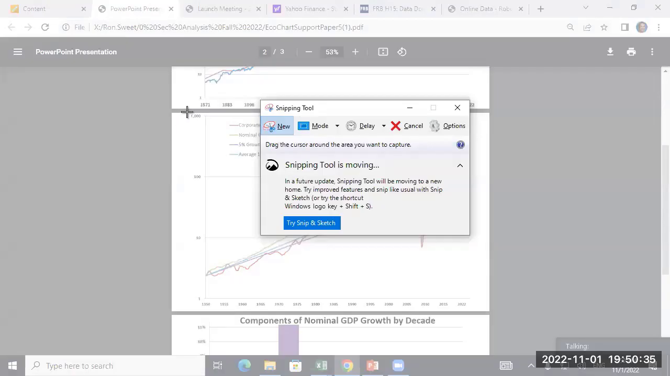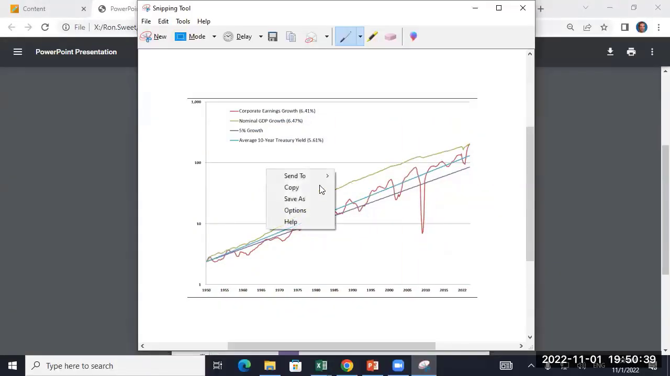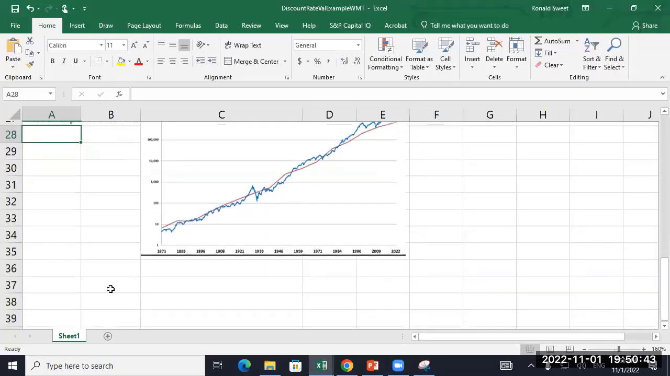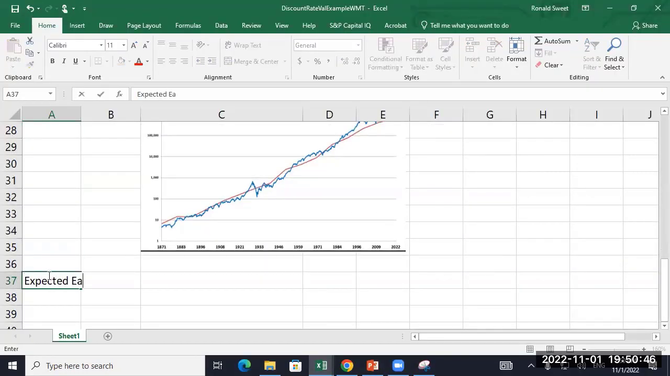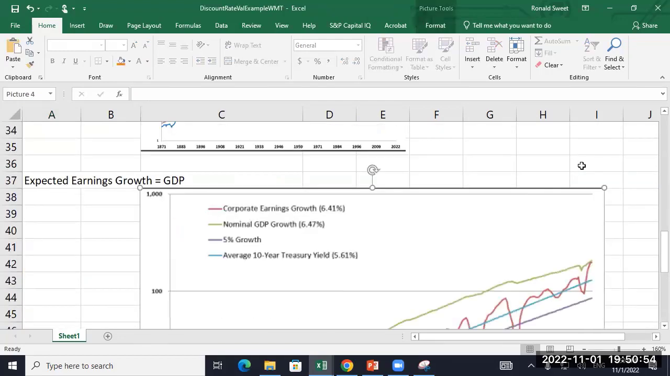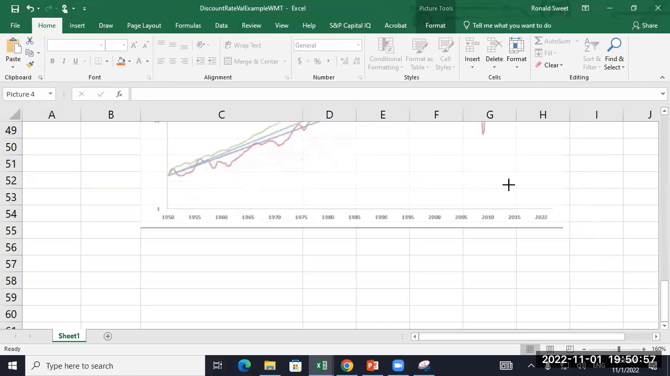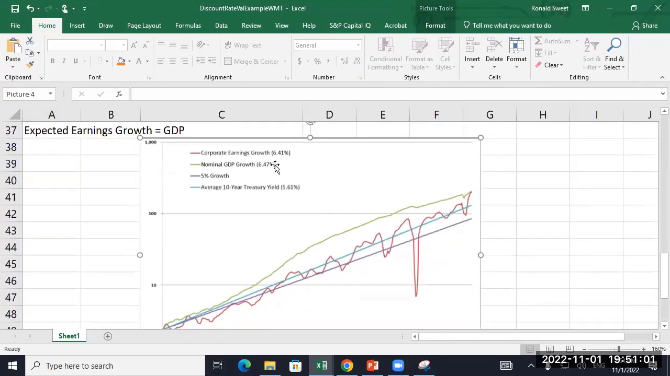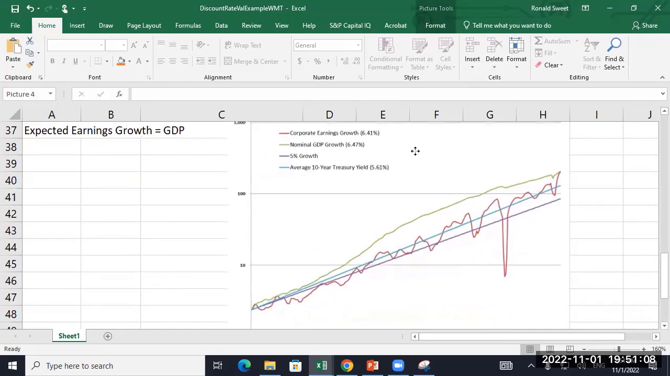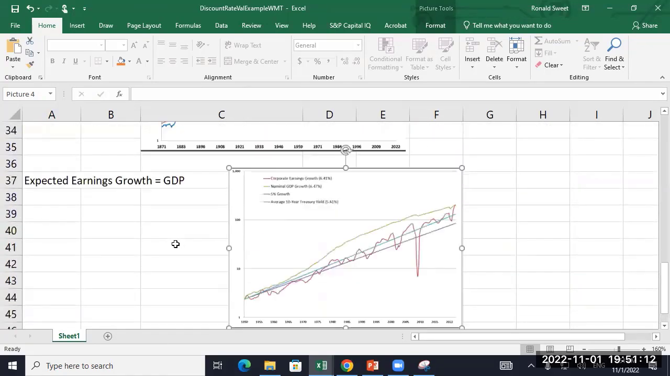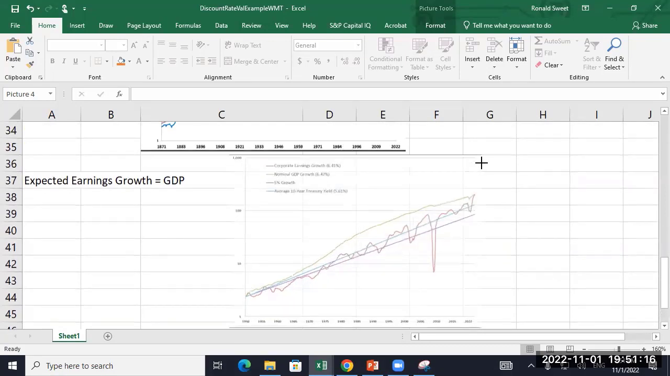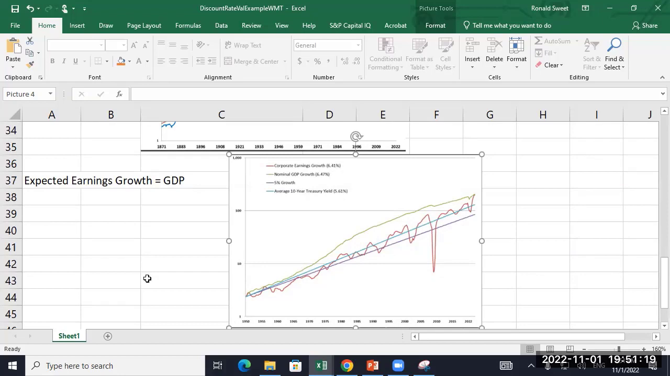All right, then the next one is just looking at earnings growth. Expected earnings growth equals GDP. So that one, you've got a very strong chart for that, especially given that for the last 70 years, the two are almost exactly the same, 6.41 and 6.47. I think at a minimum, this chart says you can't expect corporate earnings growth to be a lot faster than the economy. This is the best it's ever been catching up with the economy, and even then, it's a few points lower.